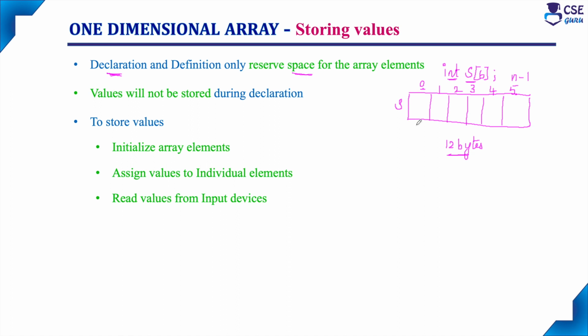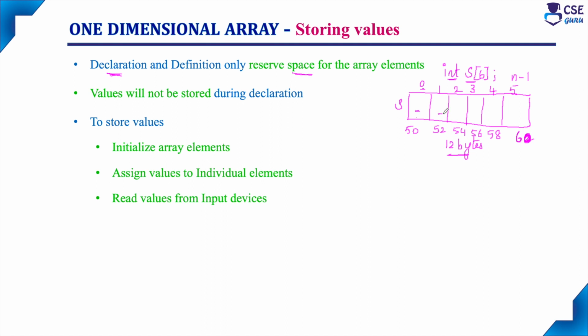For example, if this starting index is 50, this is 62. So 50, this is 52, 54, 56, 58 and this is 60. Okay. So totally 12 bytes memory location, wherever it is freely available in memory, that memory space will be allocated for this array. So declaration only reserves the memory space.